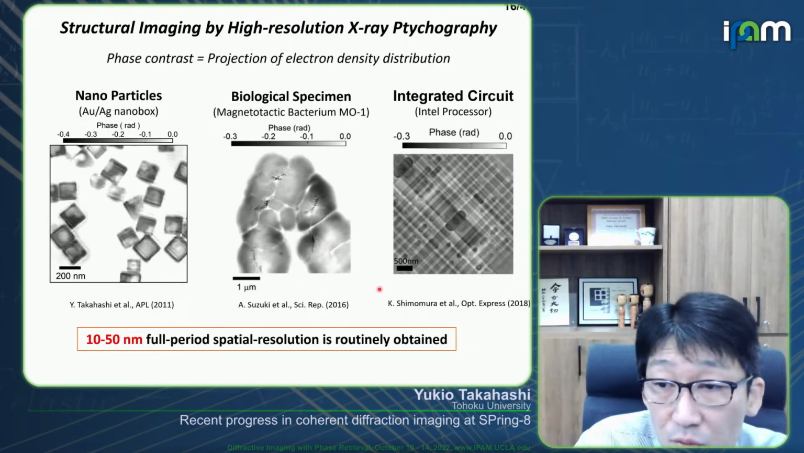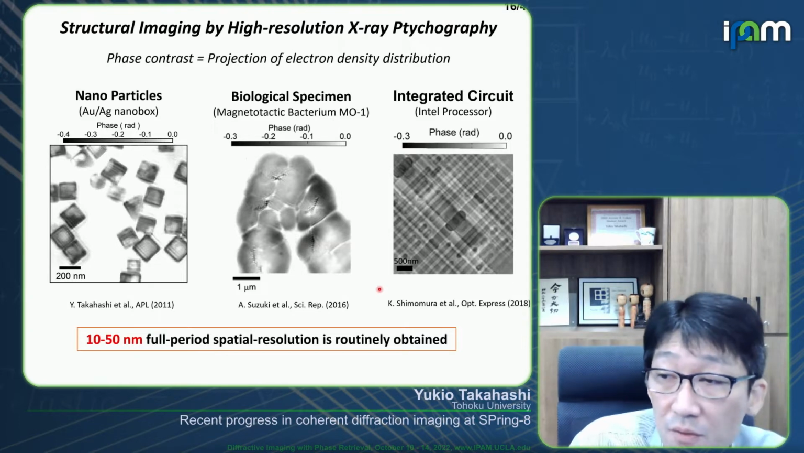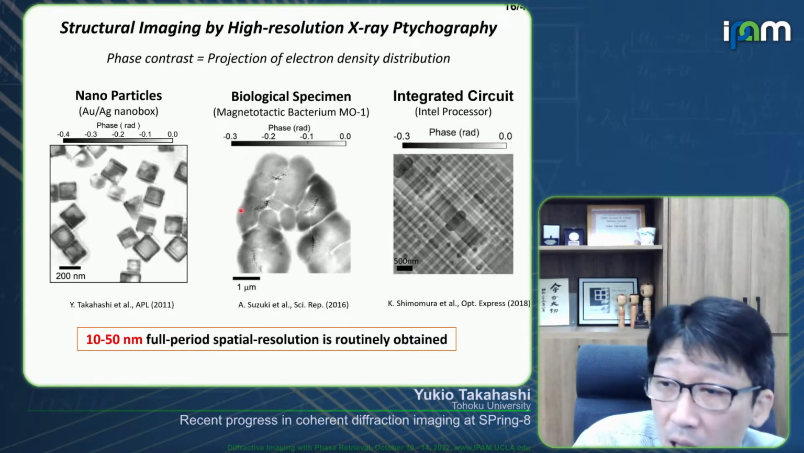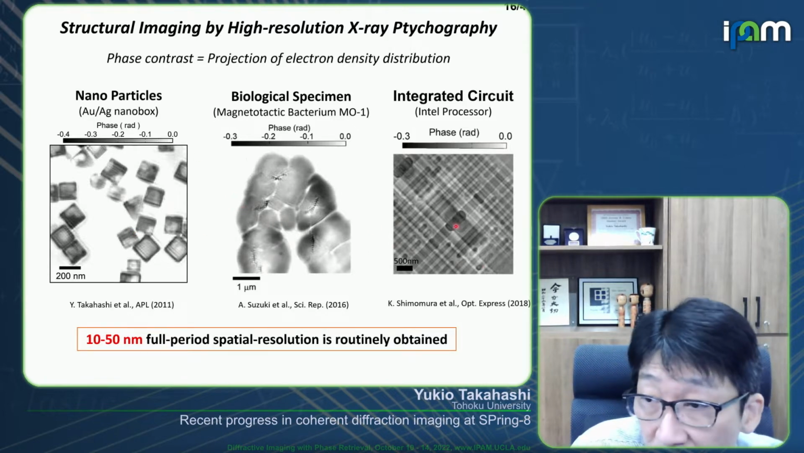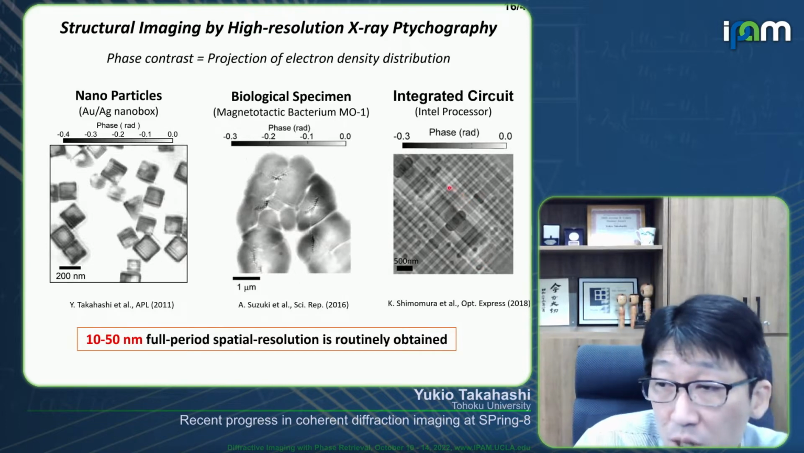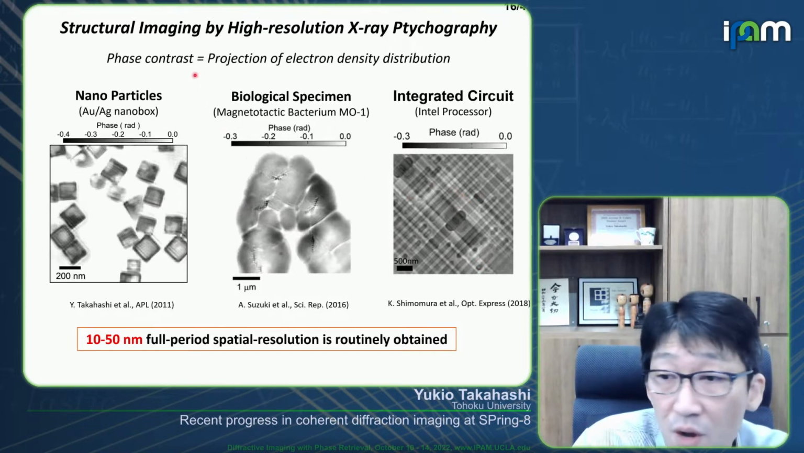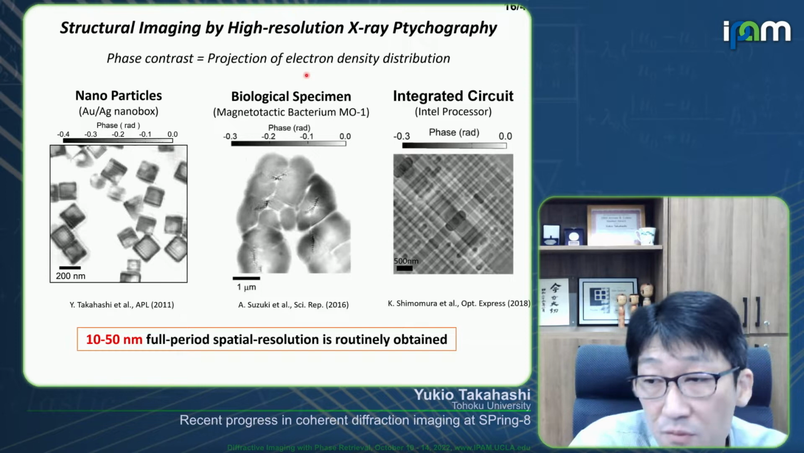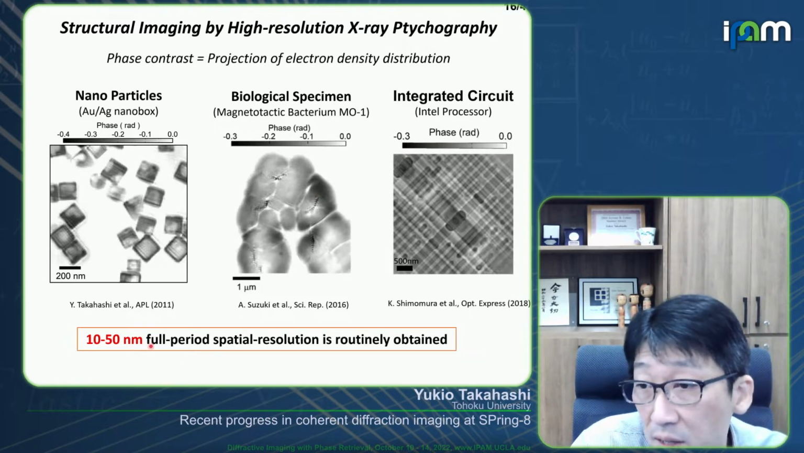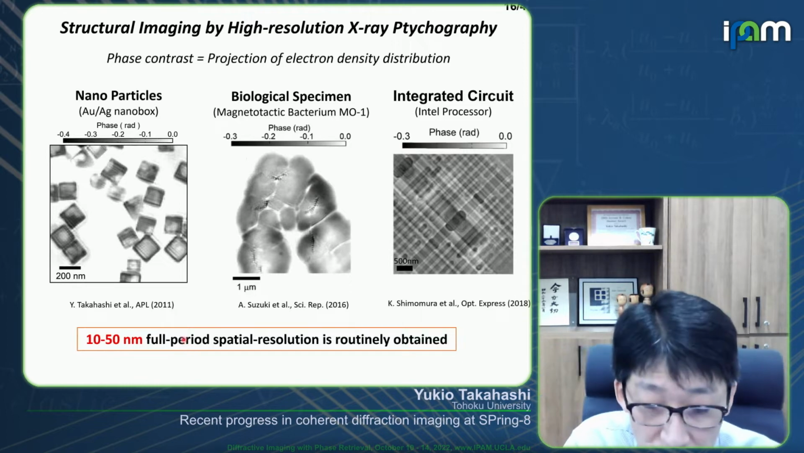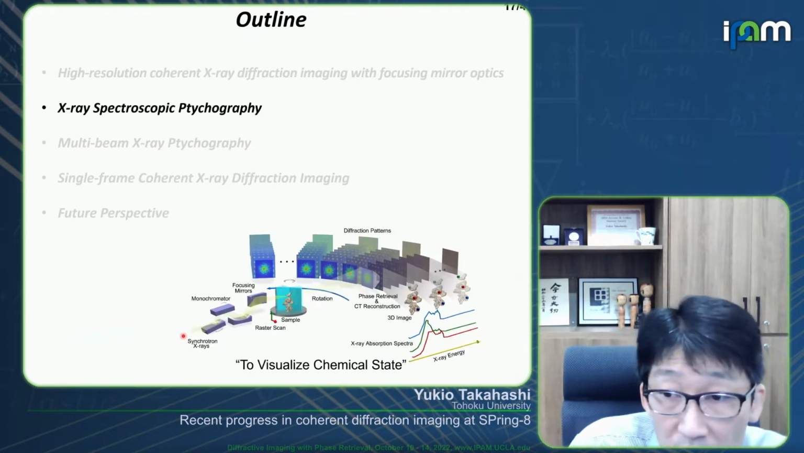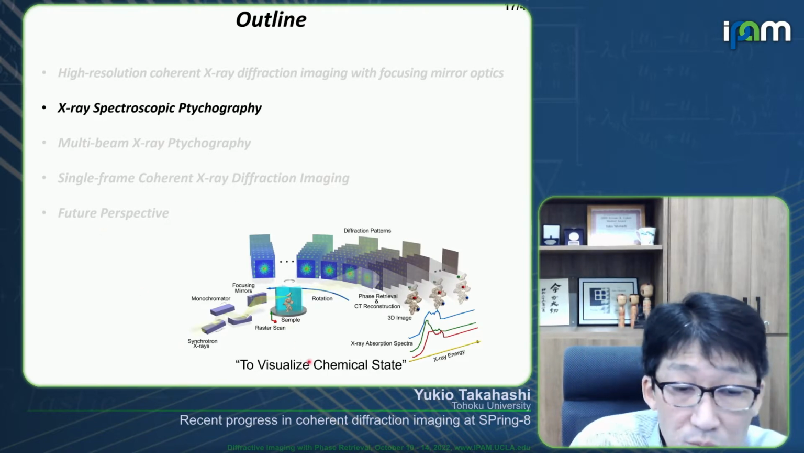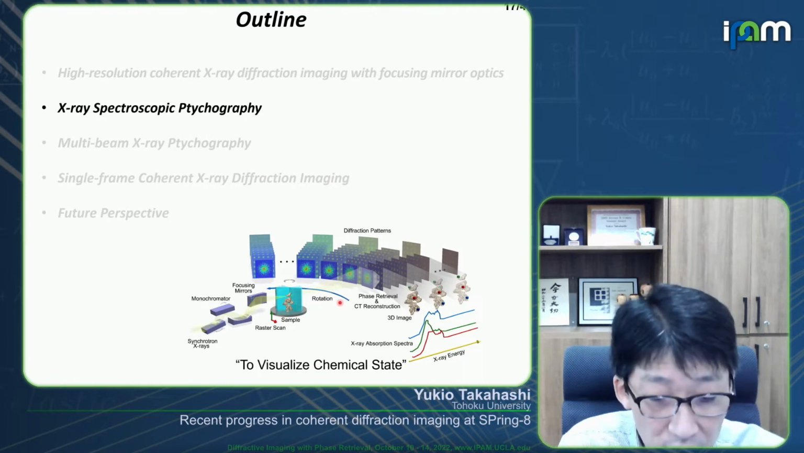So far we have applied high resolution X-ray ptychography to structural imaging of various samples, for example, nanoparticles, biological specimens, and integrated circuits. The origin of the image contrast is the phase shift of the incident X-ray wave field, which corresponds to the projected electron density distribution of the sample. Now 10 to 50 nanometer full period spatial resolution is routinely obtained. Next is X-ray spectroscopic ptychography. The motivation here is to visualize the chemical state of bulk materials.